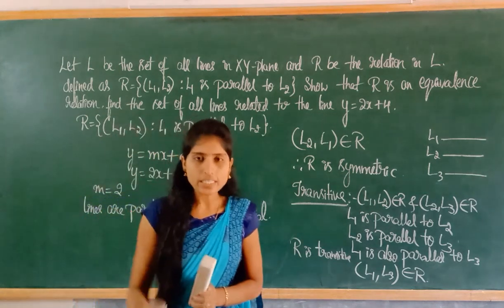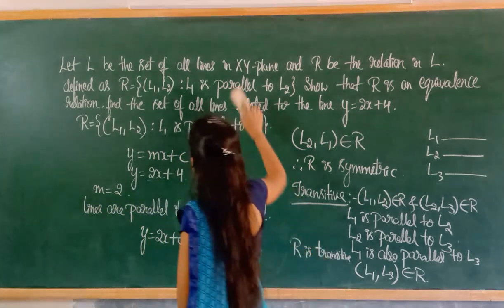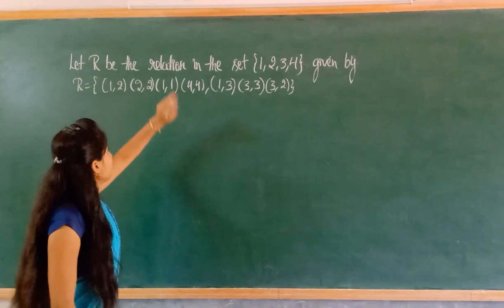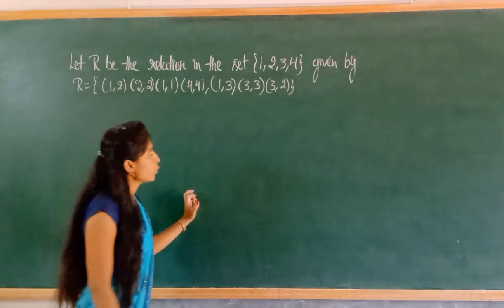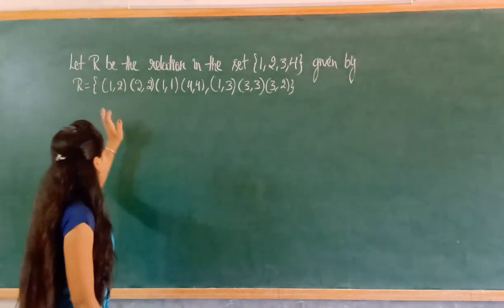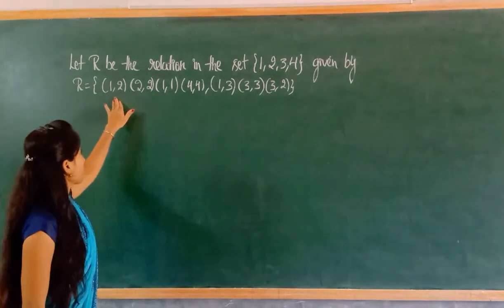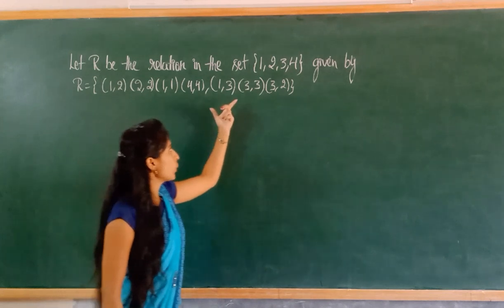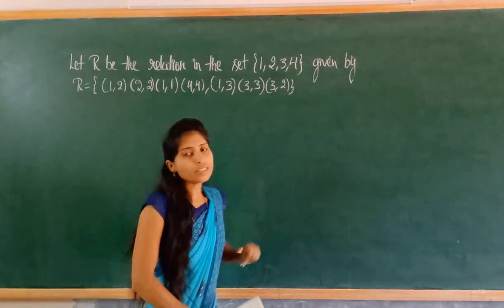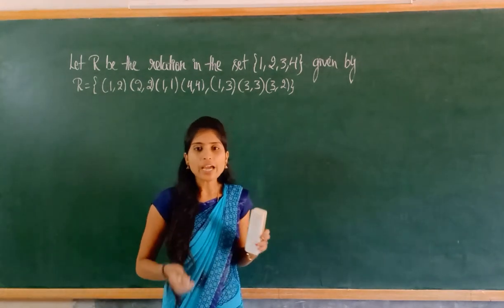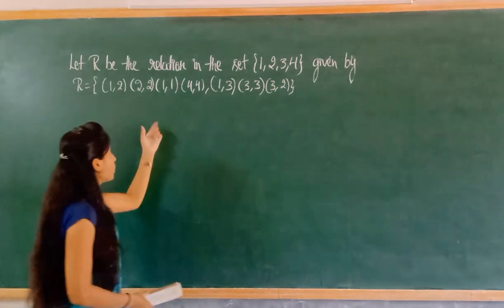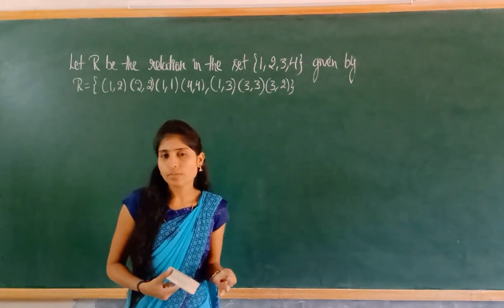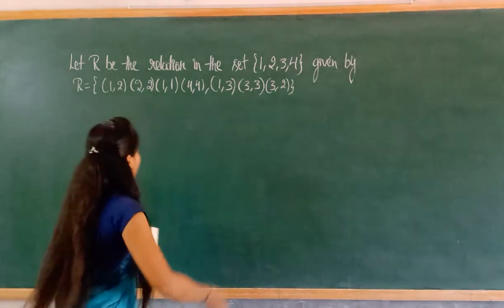Okay, the next problem is, let R be the relation in the set {1, 2, 3, 4} given by the relation: (1,2), (2,2), (1,1), (4,4), (1,3), (3,3), (3,2). Okay, we have to show whether the given relation is reflexive, symmetric, transitive or not. Okay. So simply we will check here.